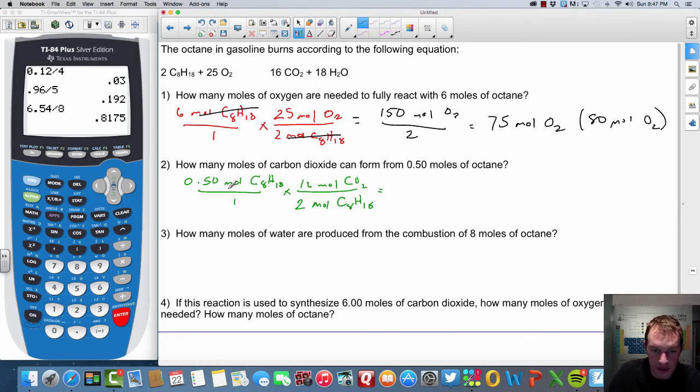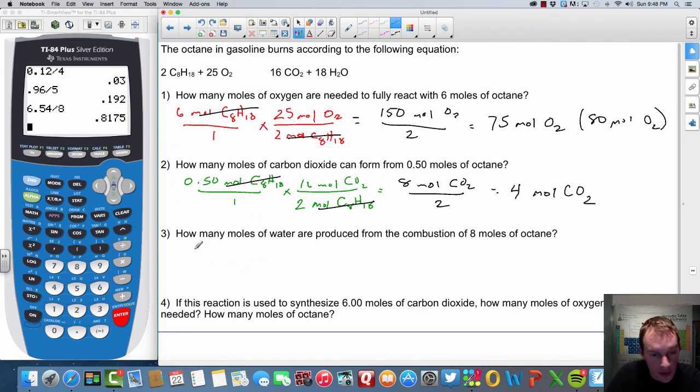Back to this here actually. We got our moles of octane that cancel. 0.5 times 16 is 8 moles of CO2 divided by 2, which is going to simplify to 4 moles of CO2. Nice and easy. Okay, again, setting it up, here's our mole ratio. Now it's just a matter of multiplying it by the conversion factor.